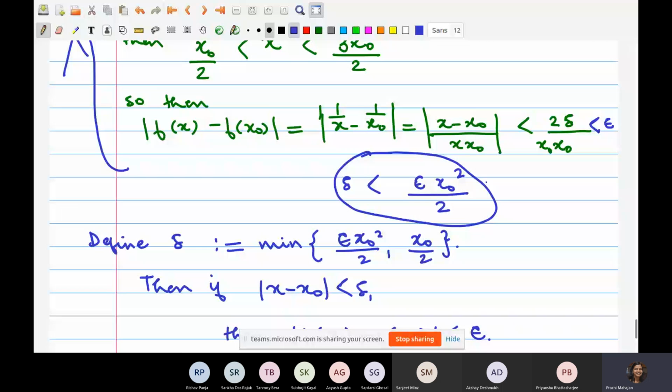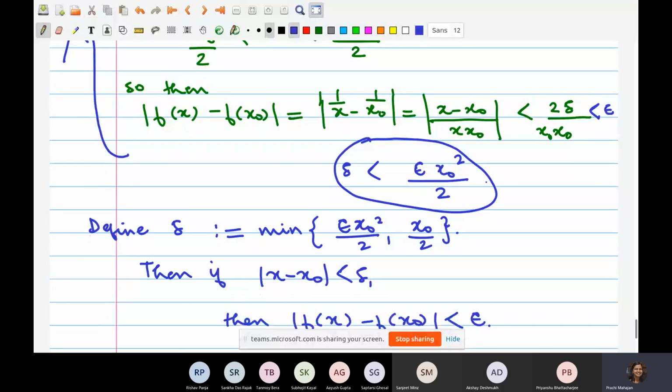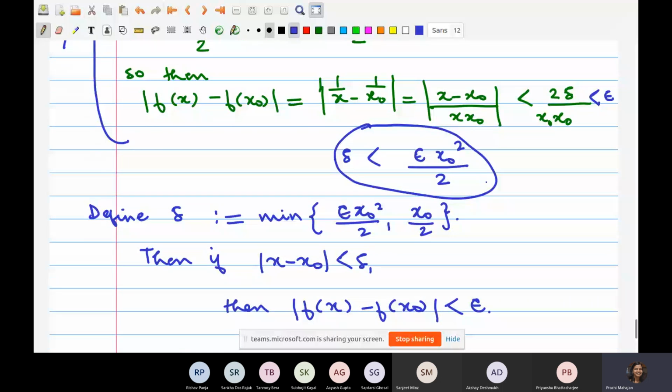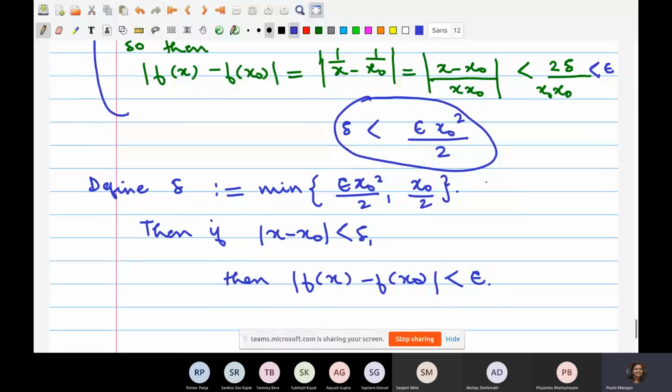The point that I wanted to emphasize is that even for a fixed epsilon, different x naughts might require different delta. For example, the delta that we have produced depends on both epsilon and the point x naught. So if we wish to consider all x naughts in the interval 0 to infinity, and choose one delta which will work for all the points x naught, is that possible?